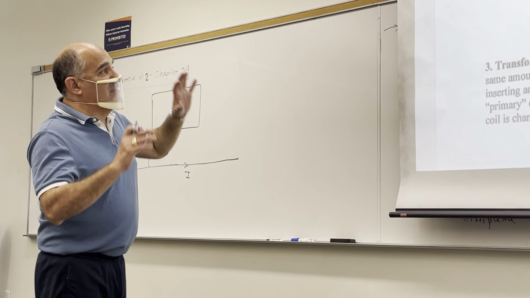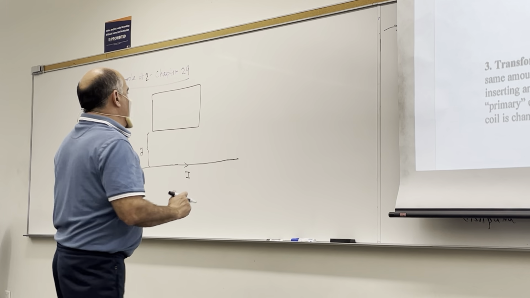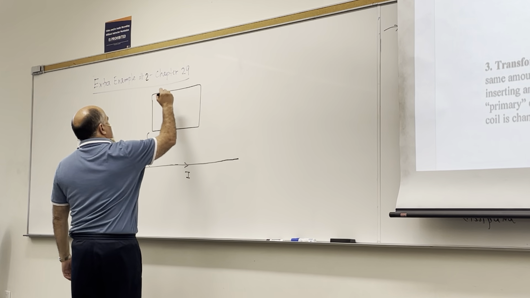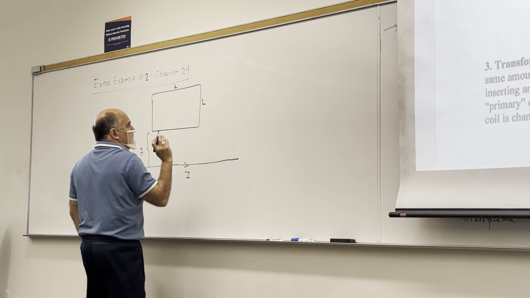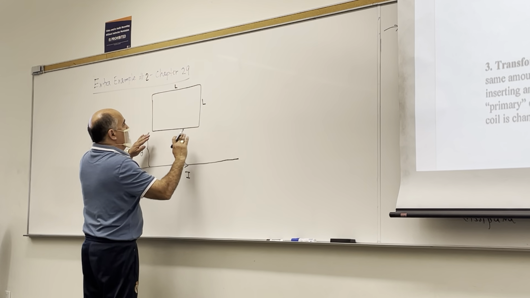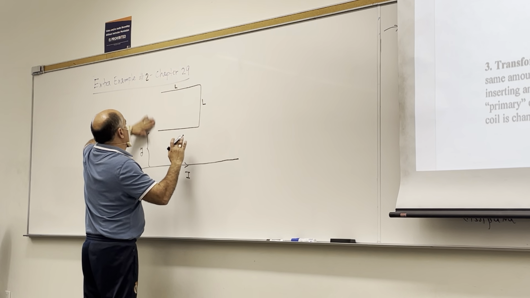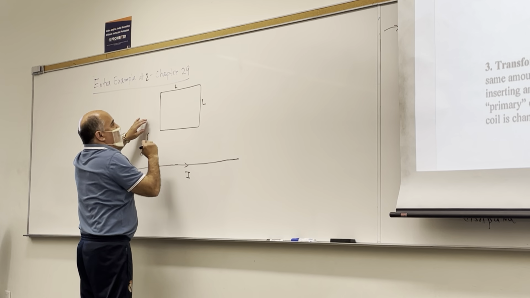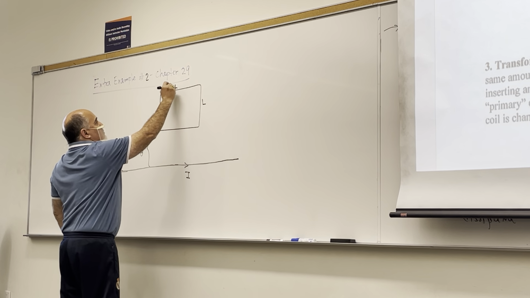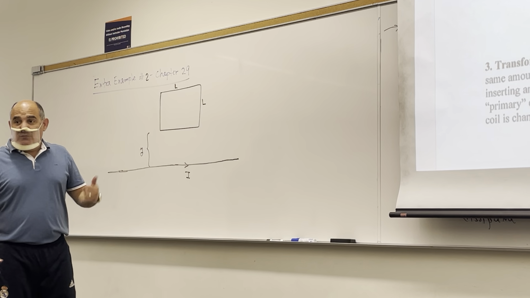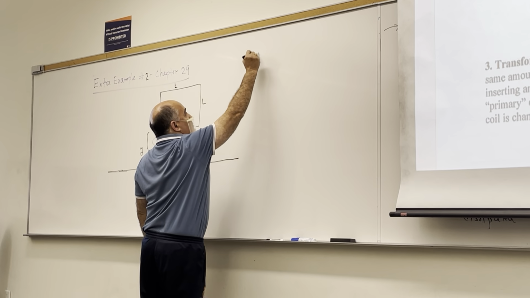But for this part, the loop is just steady there at a distance y, and let's call the side of this L and L, if that's okay. Now, it looks like a rectangle, but it's supposed to be a square, right? So it's L and L. Square loop. So the first question is, what is the magnetic flux through the loop?